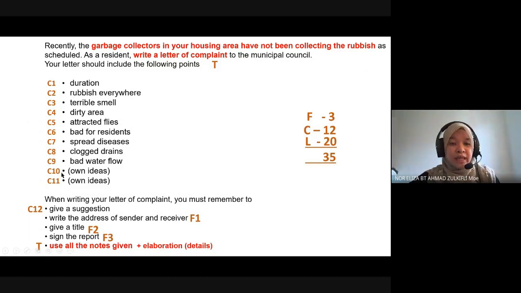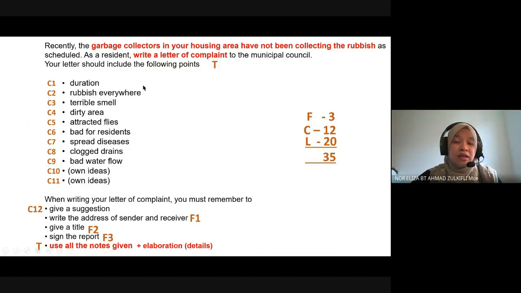And look at content point number 10. Content point number 10 is your own idea. This is where you have got to chip in your own idea, put in another point, but any other point that does not exist here, that does not appear in content point number 1 or content point number 9. You cannot repeat any of the points. And then you've got content point number 11. Also, you give your own ideas.